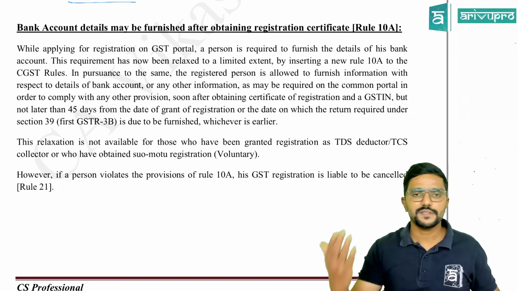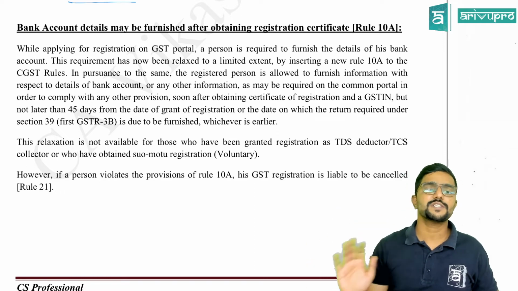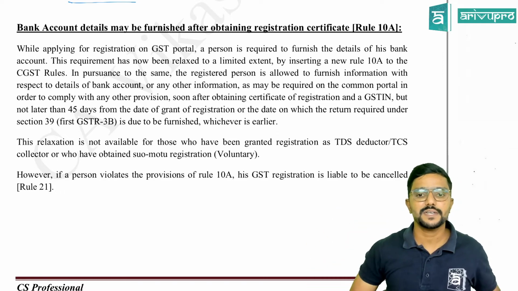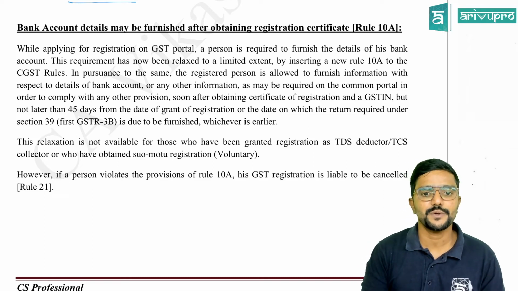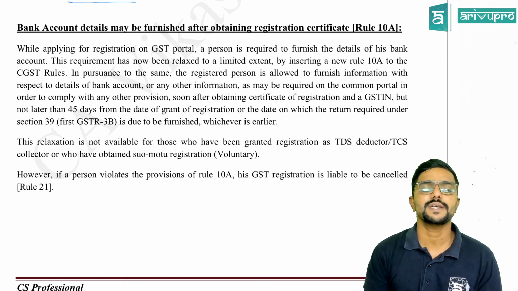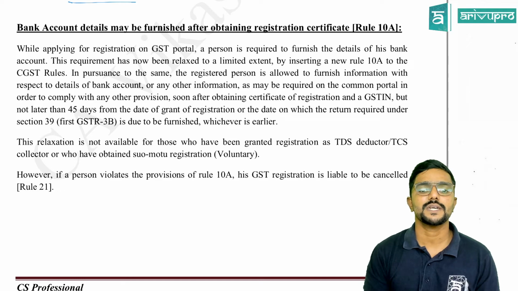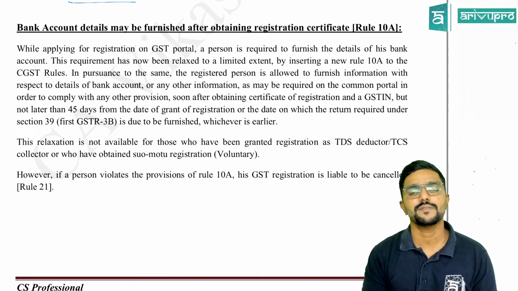So you can apply for registration without bank details. You can obtain the registration certificate. So registration certificate is granted. So once the registration certificate is granted to you and GSTIN is allotted to you, but not later than 45 days from the date of grant of registration or the date on which the return required under section 39, that is first GSTR-3B, is due to be furnished, whichever is earlier.